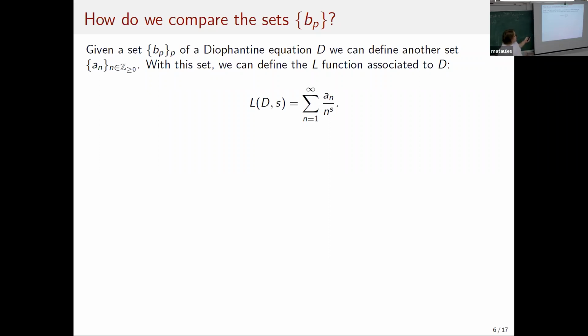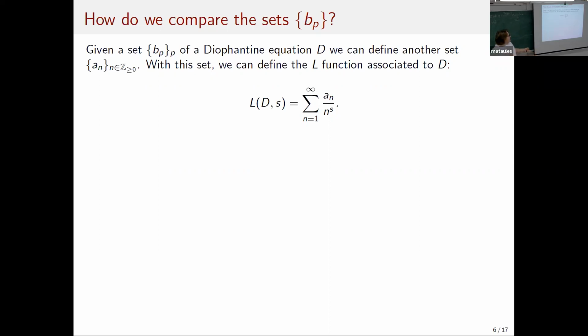And so you can define, given a Diophantine equation, this L function, okay, which is just a series where the numerator is the coefficients of, so this is the solutions translated, okay? And well, this is a different object. This is analytic. These are not solutions. This is not point count.